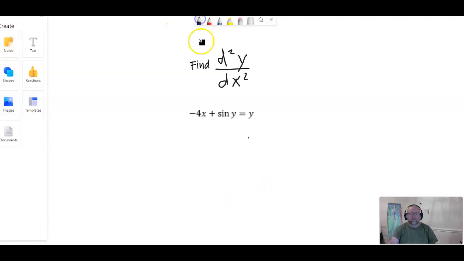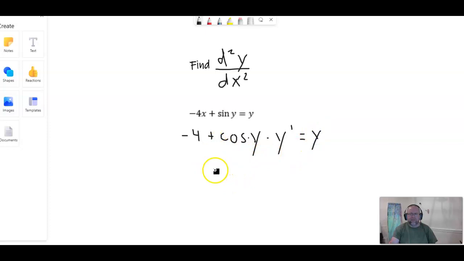All right, well, let's find the first derivative. So we're going to go through here. So the derivative of negative 4x with respect to x is just negative 4. And then we're going to have the derivative of sine of y. That's just going to be cosine of y. And then we have to multiply that by our y prime. And then that's equal to, the derivative of y is 1, but we also have to multiply that by y prime. So we're going to get y prime.